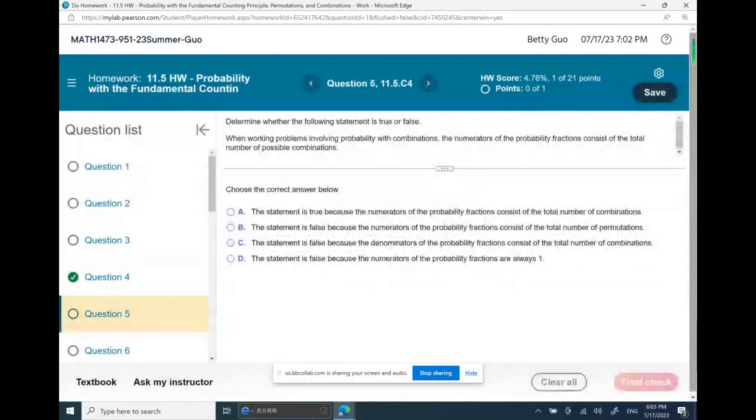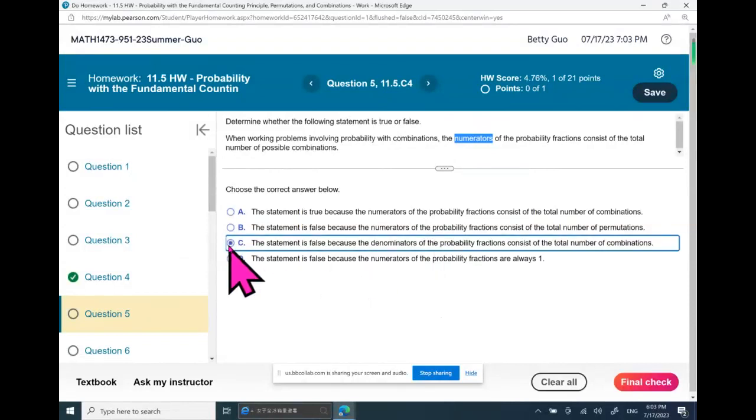Question number 5. Also about a statement. When working problems involving probability with combinations, the numerators of the probability fractions consist of the total number of possible combinations. That's false. If we change numerators to denominators, then the statement would be true. So we are going to choose false, because the denominator consists of the total number of combinations.